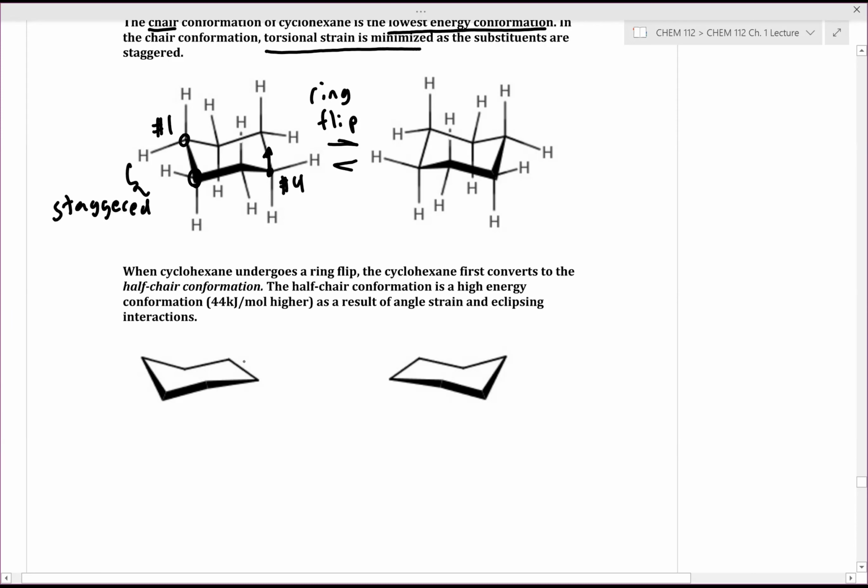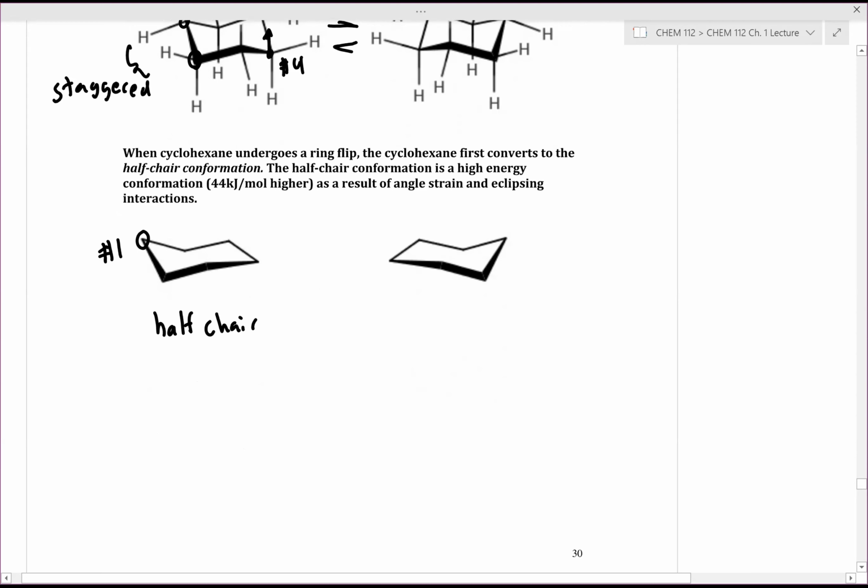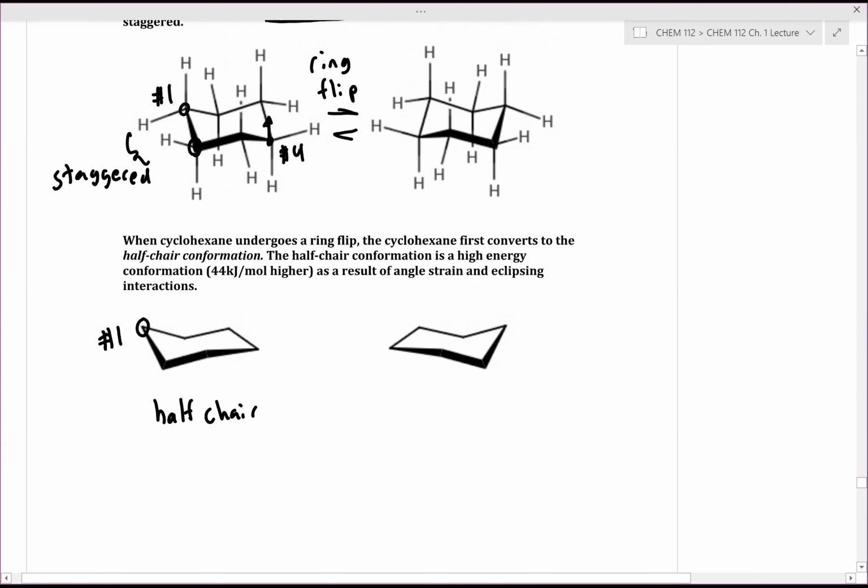The half-chair conformation is particularly high in energy, and one way that we can help visualize why is to examine the relative position of our hydrogens in this half-chair conformation. One of the key features of the half-chair conformation is that our hydrogens on adjacent carbons are eclipsed. And as a result, you end up with this extremely large torsional strain.